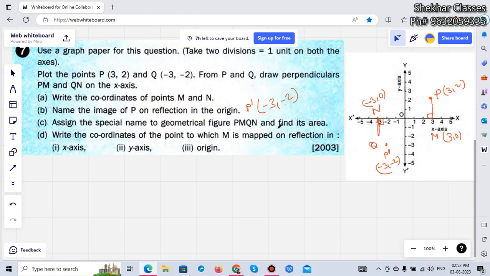Now assign a special name to the geometrical figure PMQN. We have to join these properly. Which figure is it? Both PM and QN are perpendicular to the same line, so they are parallel to each other, and you can see this is 2 centimeter, this is also 2 centimeter. Opposite sides are equal as well as parallel, so this becomes a parallelogram.